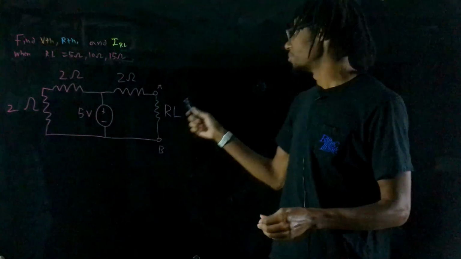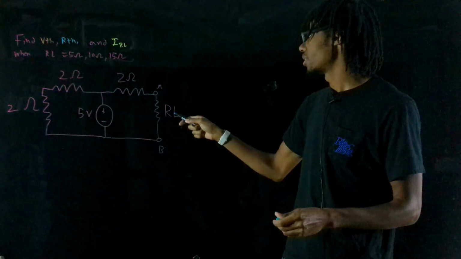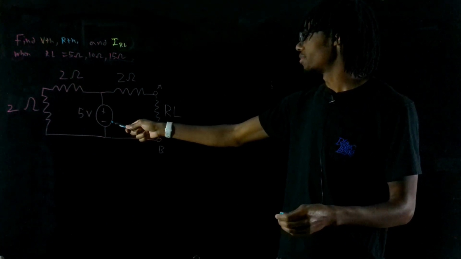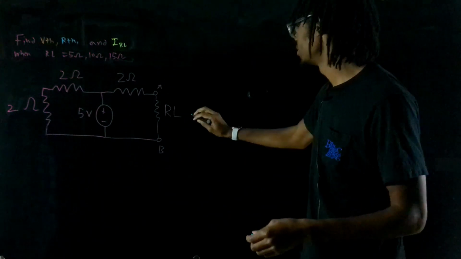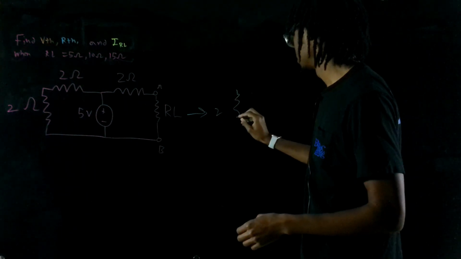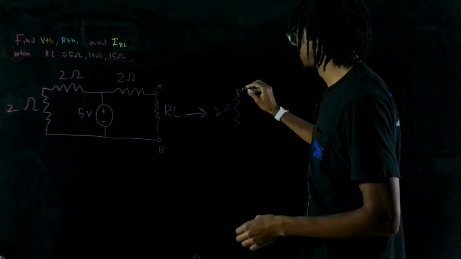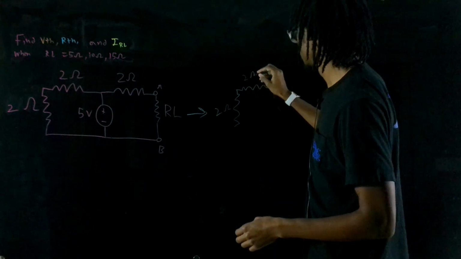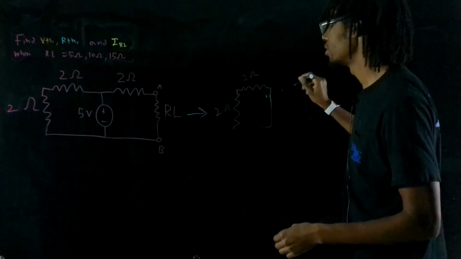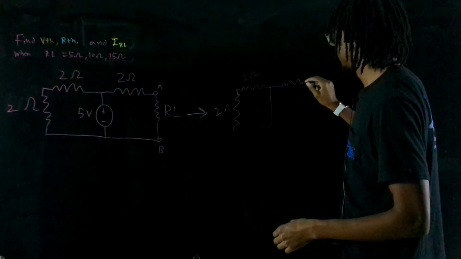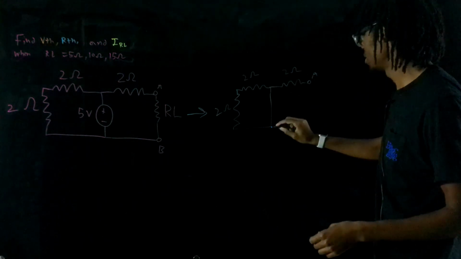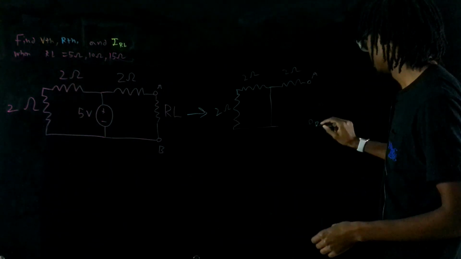So to do that, we're going to remove RL, which is a load resistor. We're going to leave an open gap, and then for the source, we're going to remove the 5 volts and short circuit it. So we'll have to redraw the circuit for that. So we'll have our 2 ohm resistor, second 2 ohm resistor. Then we'll have our short circuit from where 5 volts used to be, another 2 ohm resistor. We'll have our node A and then our node B.